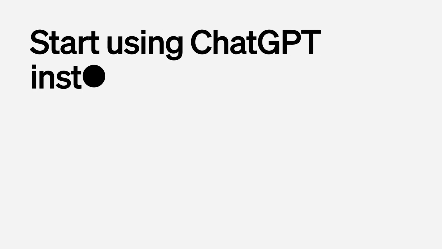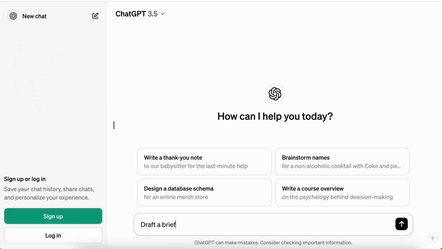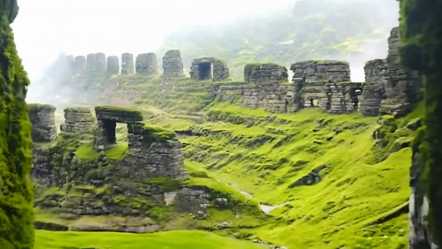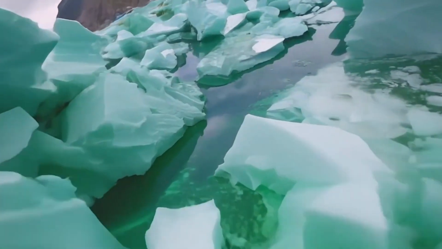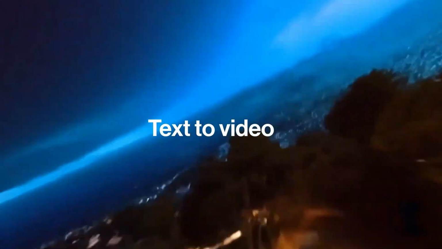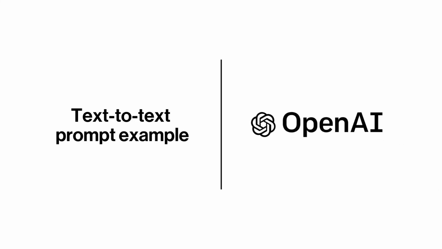Let's dive into some practical examples. First, we'll start with a simple text-to-text prompt using ChatGPT to show you how you can generate text responses. Then, we will switch gears and use Runway ML for a text-to-image prompt, creating a visual from a text description. Finally, we will explore a text-to-video prompt with Runway ML to generate a video from a text prompt. So, let's get right into it.